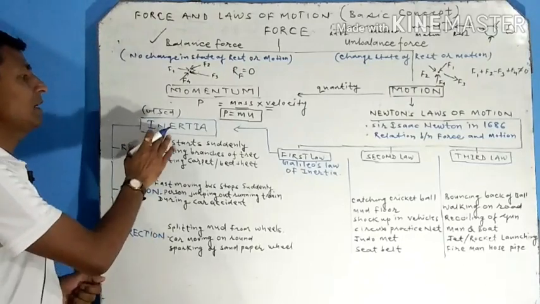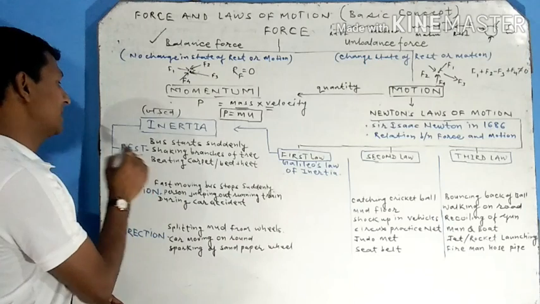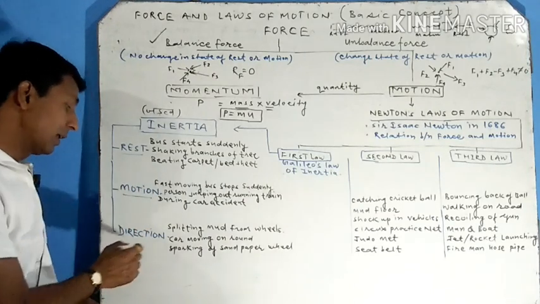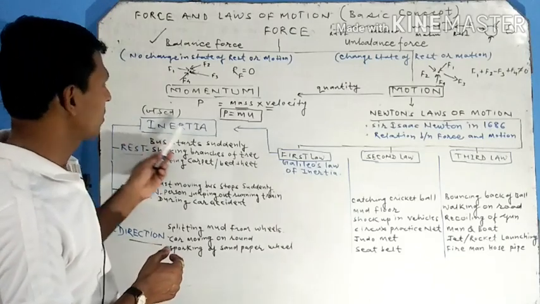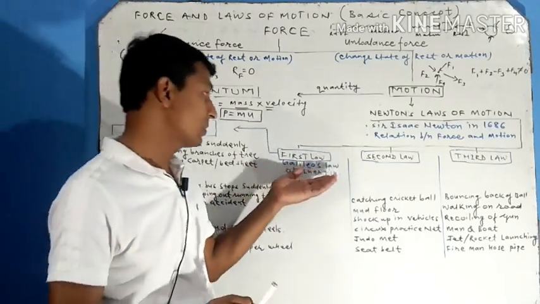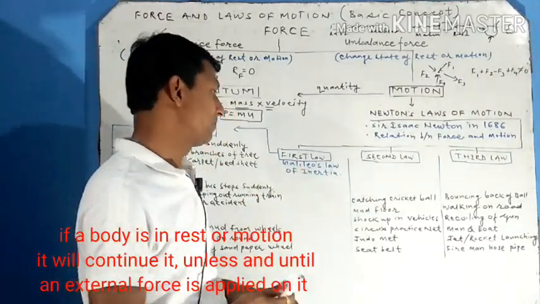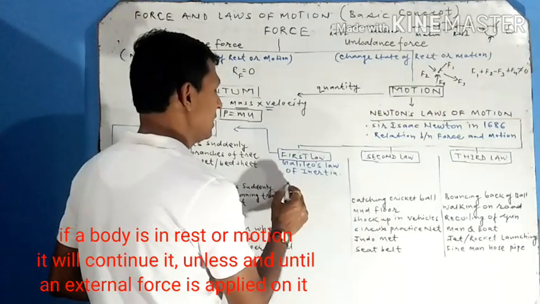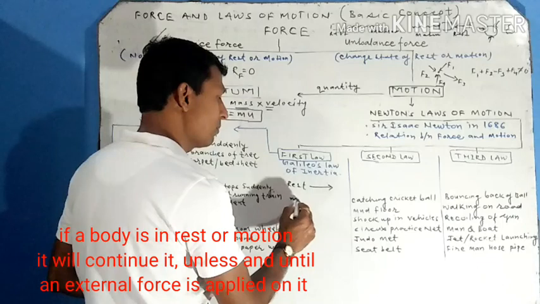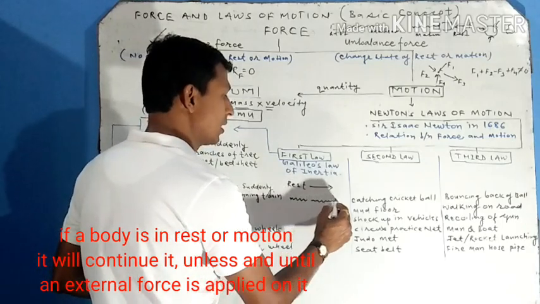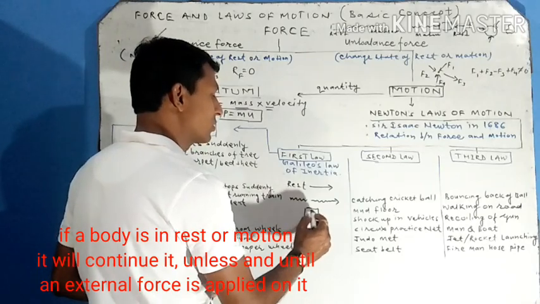So friends, we have three types of inertia. The first is inertia of rest, the second is inertia of motion, and the third is inertia of direction. Before going through this topic, let me discuss the statement of the first law given by Newton. He suggested, if a body is at rest, it will remain at rest. If a body is in motion, it will continue its motion unless and until an external force is applied on it.